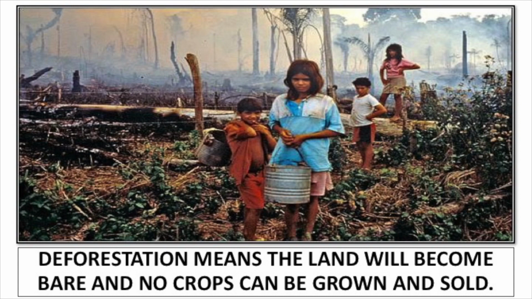Deforestation means the land will become bare and no crops can be grown and sold. Like you can see here. Can you see many trees? No, they've all been cleared. Deforestation. So these people can't grow any fruits or vegetables, and they can't sell them at the market. So these people who used to make money by growing crops like bananas or apples, they can't do it anymore because they've no trees left to grow.